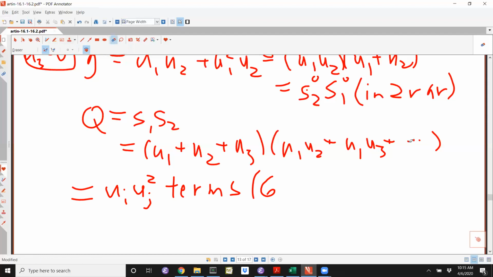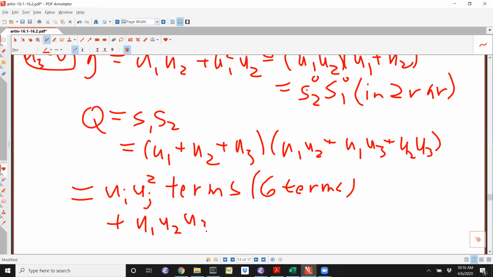Okay, so there we go. This dot has only one thing in it. It's U2 U3. Whew, there we go. So there's 9 terms. There's a bunch of UI UJ squared terms, there's 6 of those terms, plus U1 U2 U3, 3 times. So that's what Q is.